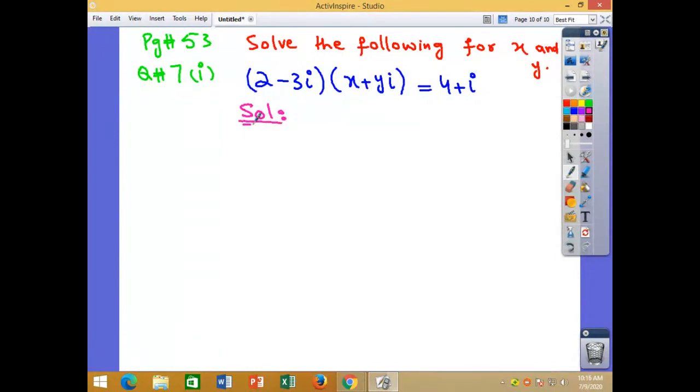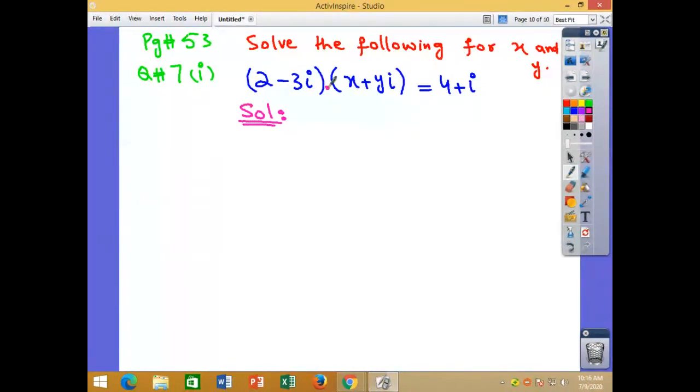We are to solve for the value of x and y. The given statement is: solve for the values of x and y, and the given question is (2 − 3 iota)(x + y iota) = 4 + iota. Here there is no sign in between the two brackets, which means these two brackets are multiplied with each other.